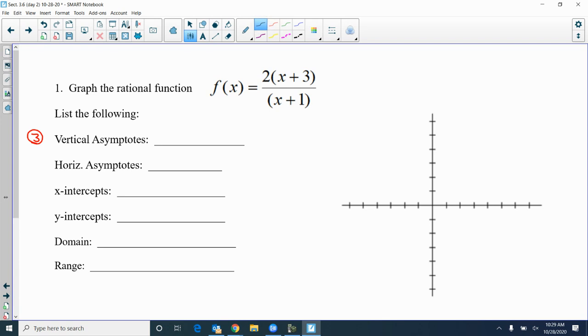And you know how to do the vertical asymptotes, is where the denominator equals 0. So it's where the denominator equals 0. And so that's x equals -1. Make sure you write it as an equation. Asymptotes always need to be dotted lines because they're not part of the graph. So at x equals -1, draw in a dotted line.